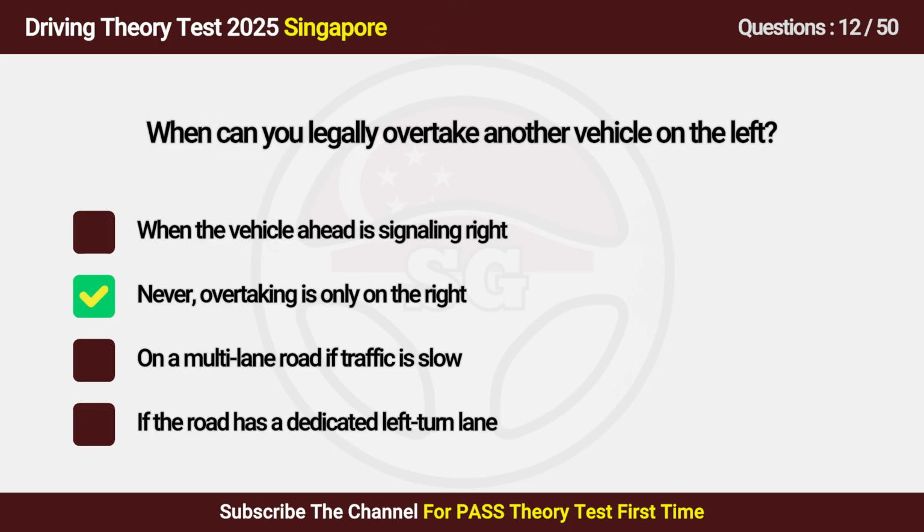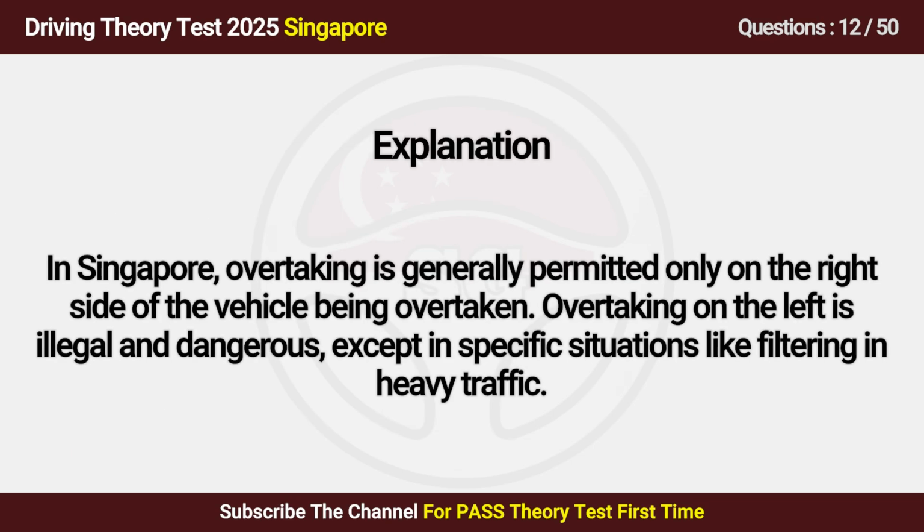Answer is B. Never. Overtaking is only on the right. In Singapore, overtaking is generally permitted only on the right side of the vehicle being overtaken. Overtaking on the left is illegal and dangerous, except in specific situations like filtering in heavy traffic.